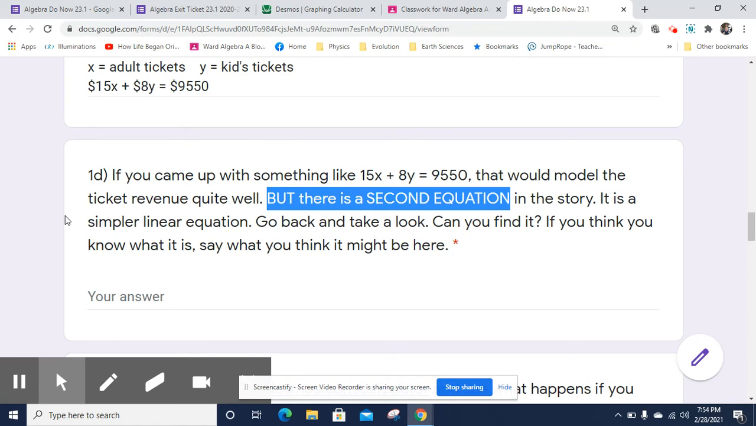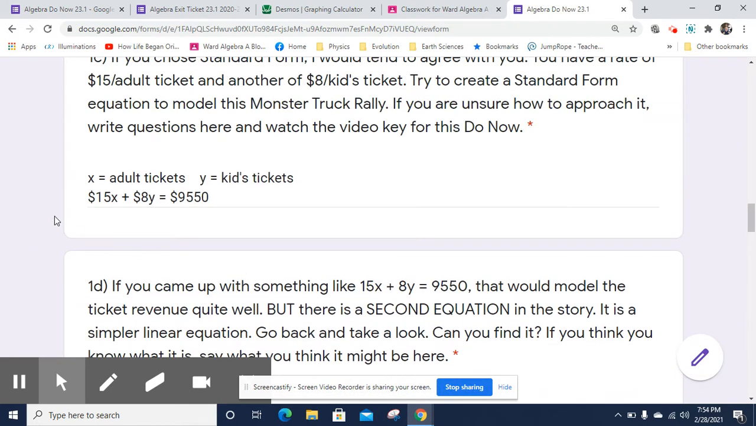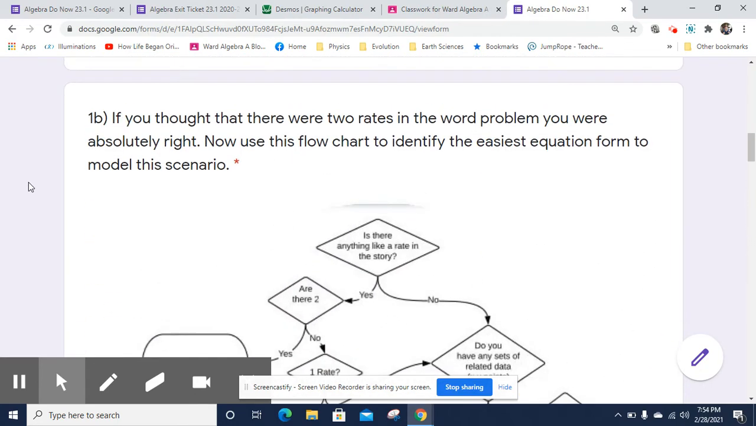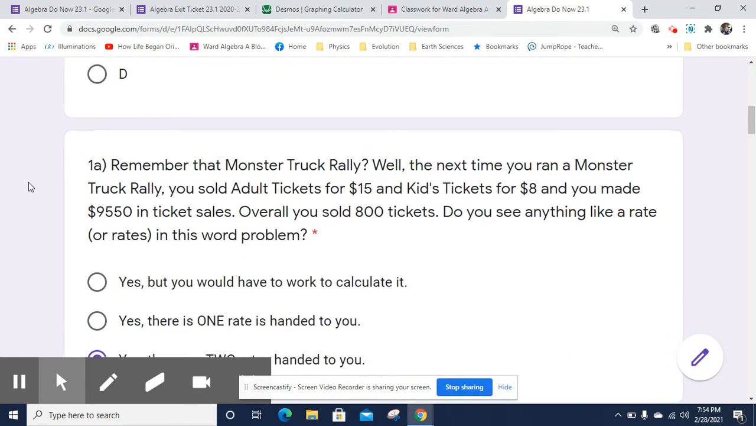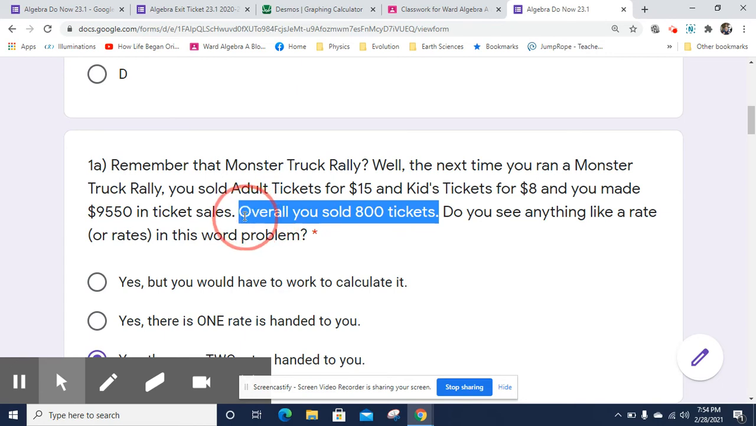So let's go back and see if we can find the other equation. It's useful to remind ourselves that X is adult tickets and Y is kids tickets. Let's go back to our story. Remember the monster truck rally? You sold adult tickets for $15 and kids tickets for $8, and you made $9,550 in ticket sales. Overall, you sold 800 tickets.